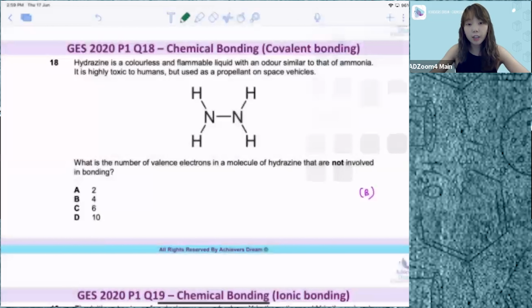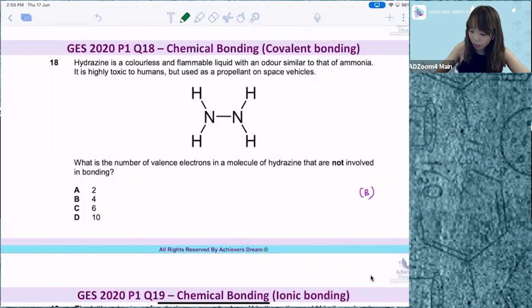Question 18: Hydrogen is a colorless flammable liquid with an odor that is similar to that of ammonia. So they ask, what is the number of valence electrons in a molecule of hydrogen that is not involved in bonding? So if you look at the diagram, you see all these dashes.